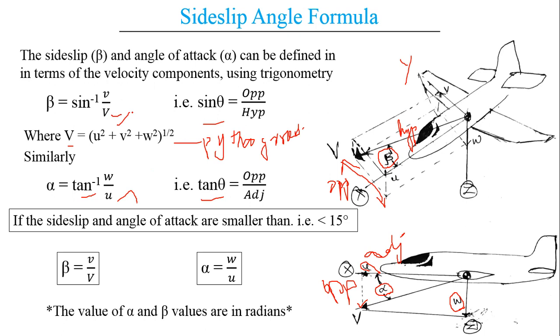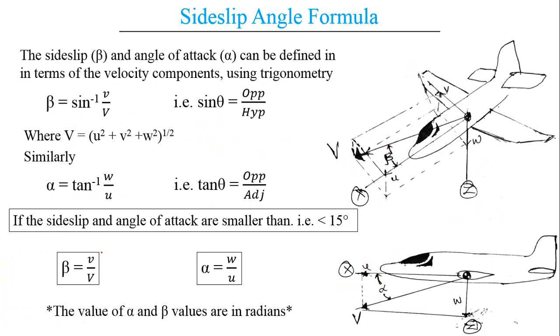Here we have these two formulas. What about the case with reality? In a real case, the aircraft might not be totally tilted like this and moving in a direction like this. This is unrealistic, so we need to restrict to the real case scenario. In real case scenarios, mostly the side slip angle and angle of attack are less than 15 degrees.